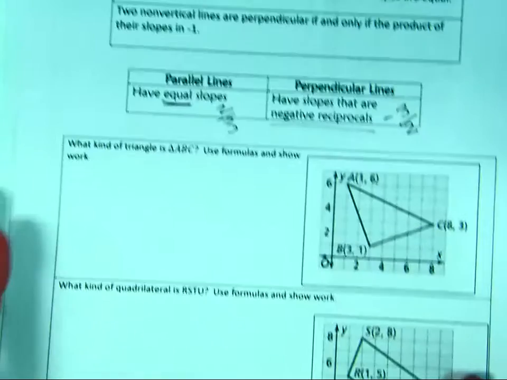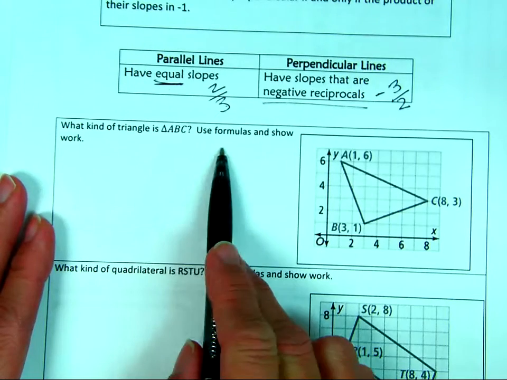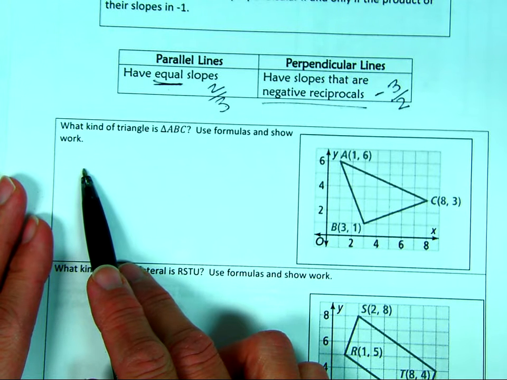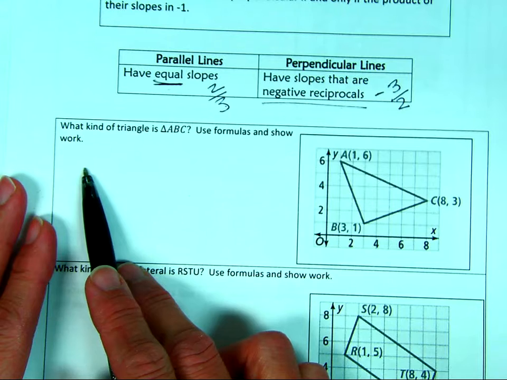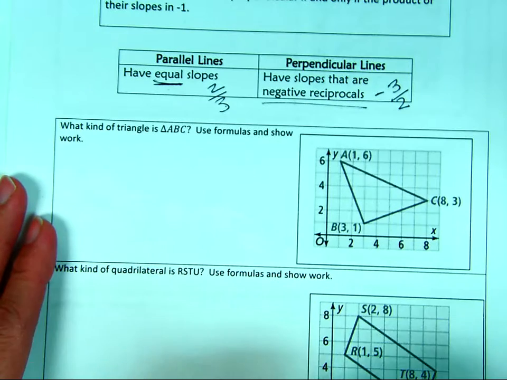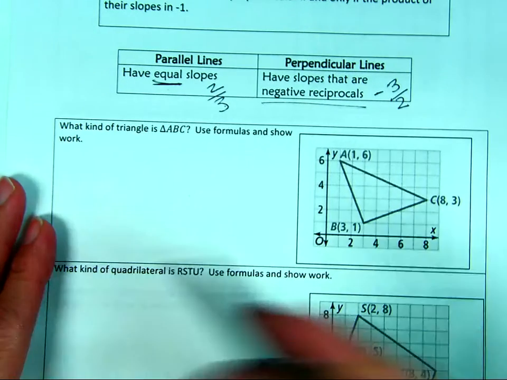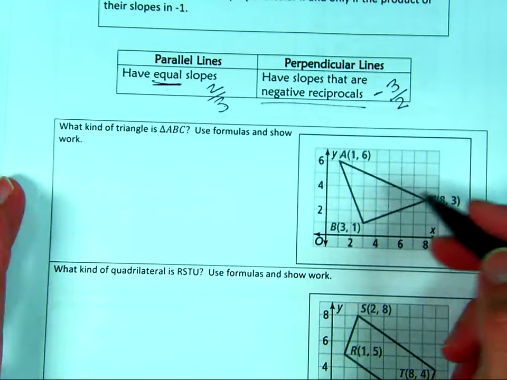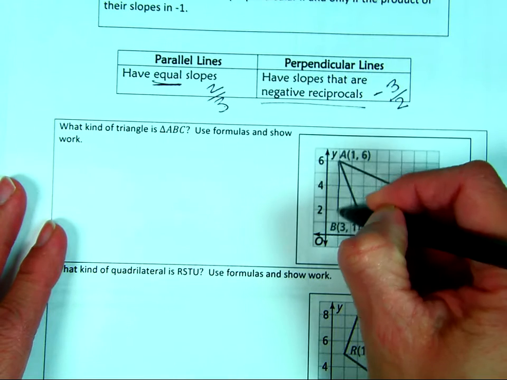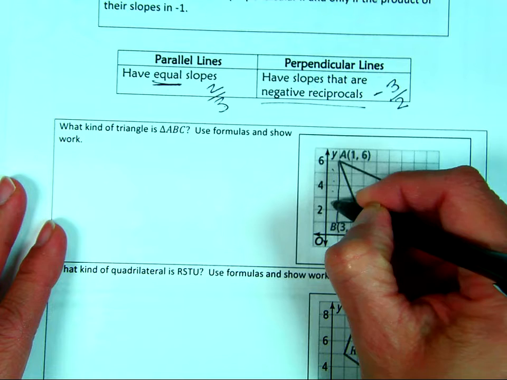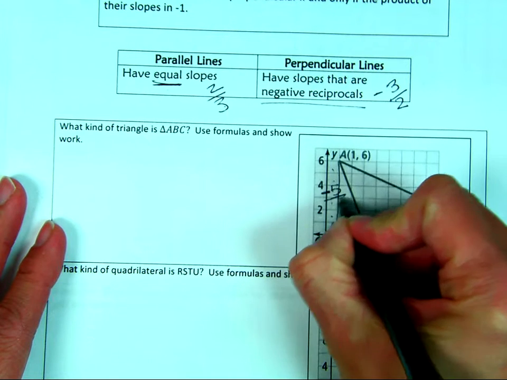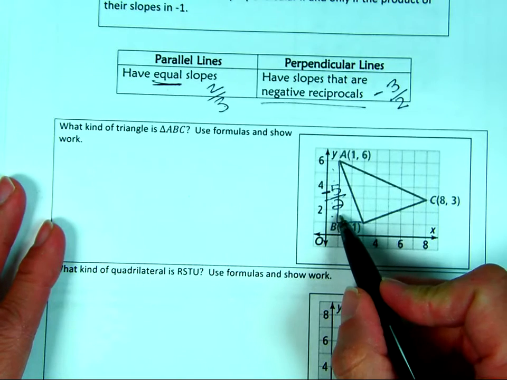Okay, so it's asking what kind of triangle is ABC? Use formulas to show your work. Okay, well, it kind of looks like a right triangle to me, so I'm thinking the first thing I should do is find my slopes. Although we have the formula, I would love to graph it anytime I can, because if I can graph it, the slope is so much easier, because all I have to do is count down and over. So that's 1, 2, 3, 4, 5, 1, 2. So I went down 5 and over 2. That means the slope of this side is -5/2.